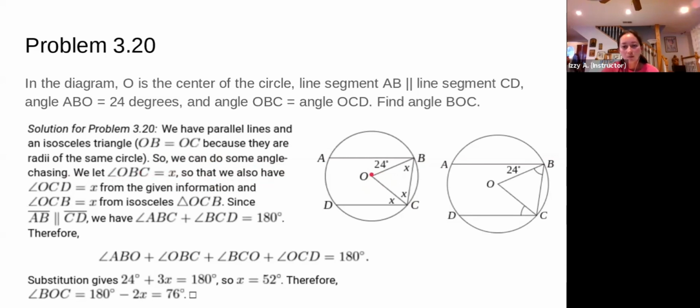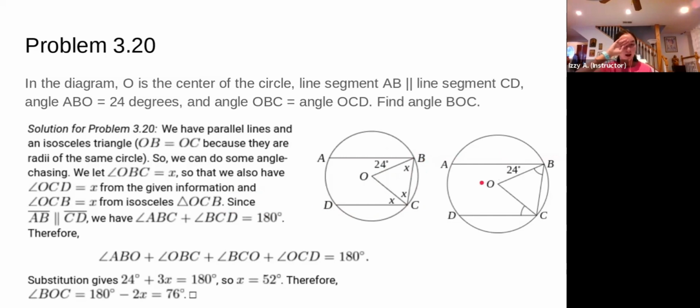So we let OBC equal X, so that means that because this is an isosceles triangle, OCD, oh wait, no, sorry. OCD is also going to be equal to X, and then because it's an isosceles triangle, OCB is also going to be equal to X. And then since AB is parallel to CD, we're going to have angle ABC plus angle BCD equal 180 degrees.